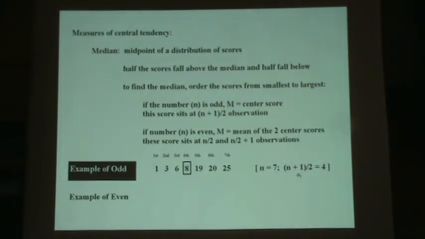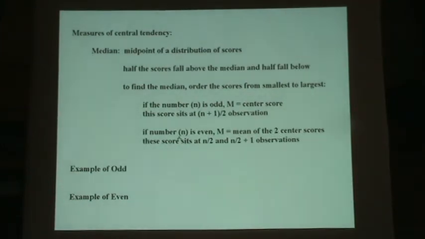So in a data set, if the number of scores is odd, to find what place the median would be located at, you would take the number of scores, in this case it's 7, add 1 to it to make it 8, so it would be even, and divide by 2, and that number is the place where the median would be. So the median here is 8, and it is in the 4th position.